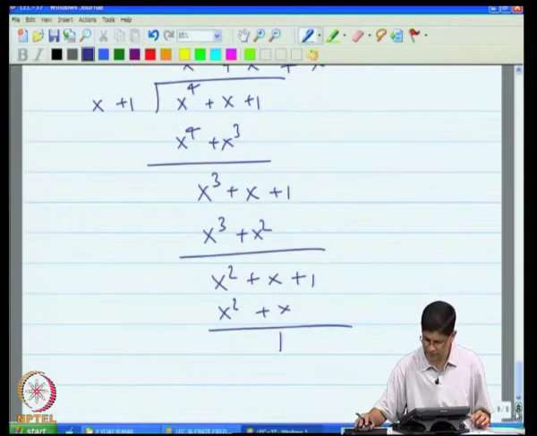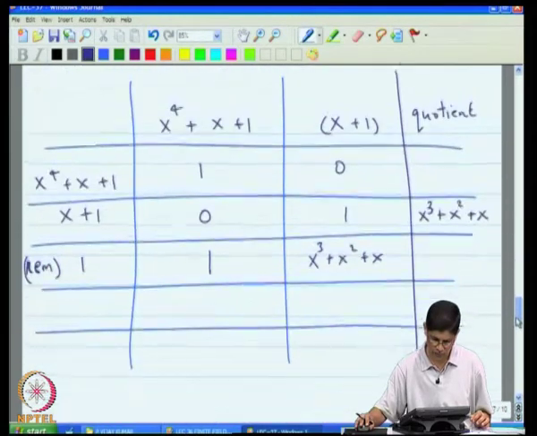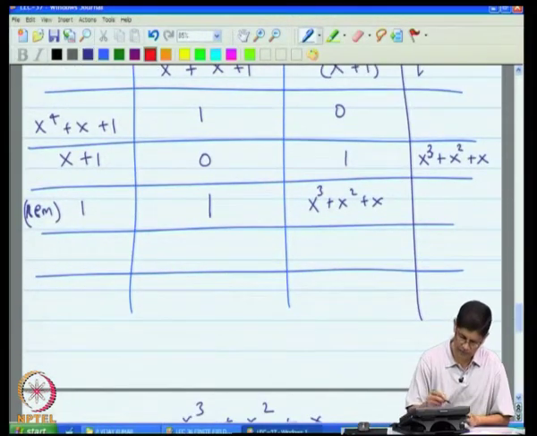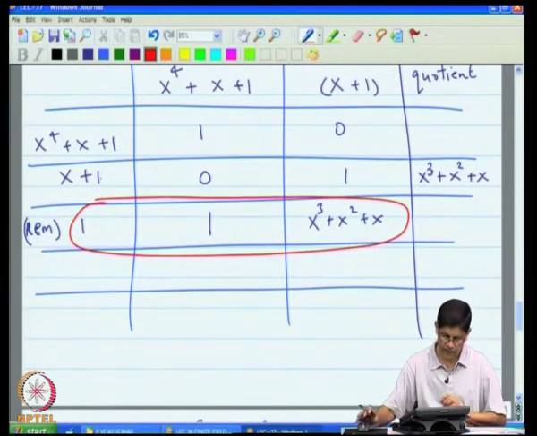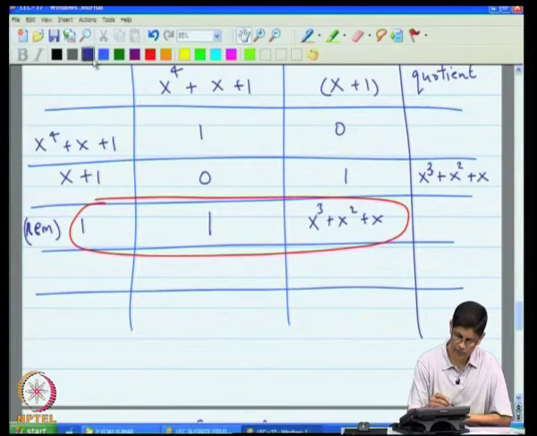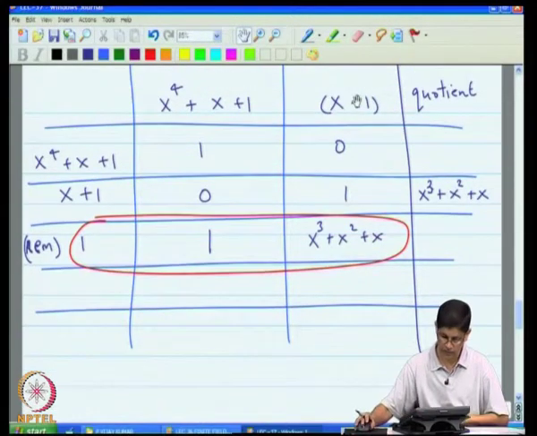is that this equation is the equation that's important for us. It tells you that I am able to write the term 1 here as something times x^4 plus x plus 1 plus something times x cubed plus x squared plus x into x plus 1.